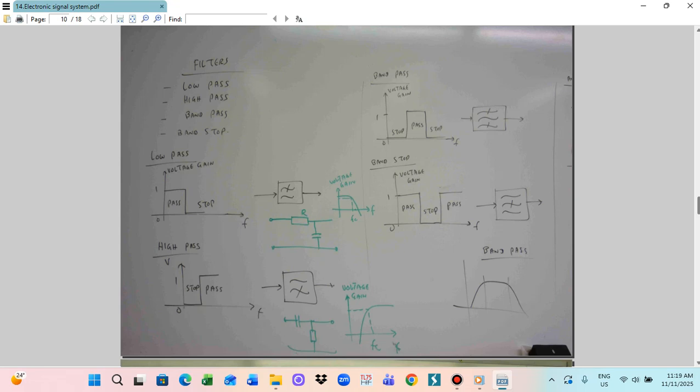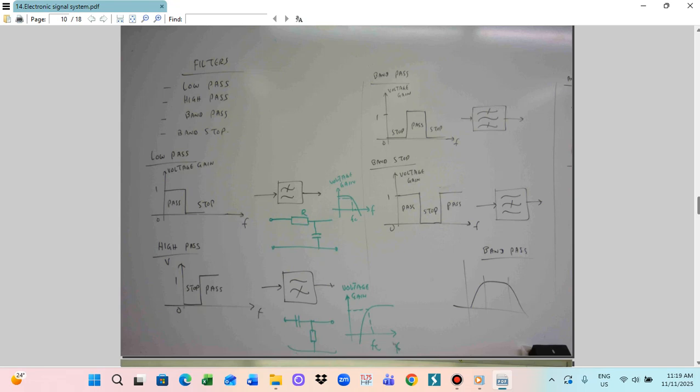The high pass filter can also be drawn here. This is the vertical voltage gain, and this represents 0 and 1. So this is the stop and the pass. In this case, at this frequency, you can also draw for the high pass. So this is the input here. High frequencies are allowed to pass through, and low frequencies are stopped. So this is for the high pass filter.